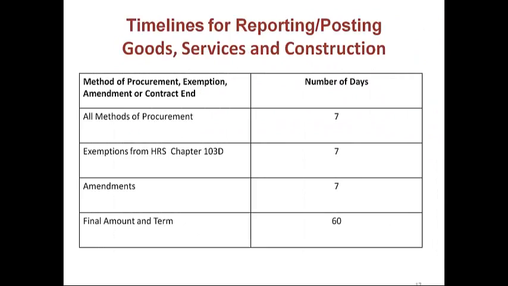What are the timelines for goods, services, and construction? Well, for all of the methods of procurement, the number of days that you have to post from the date that you are issuing notice of award is 7. For exemptions, it's the same thing, 7 days. Same thing for amendments, 7 days. The final amount and the final term of the contract, for goods, services, and construction, you have 60 days.